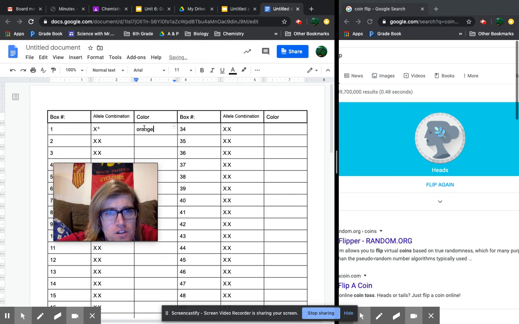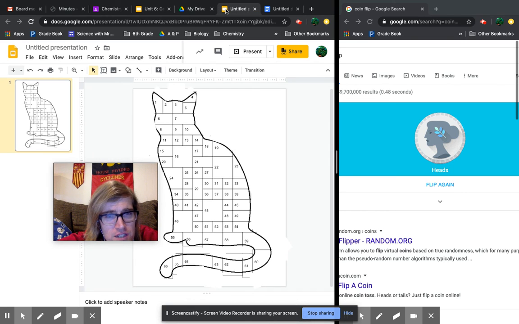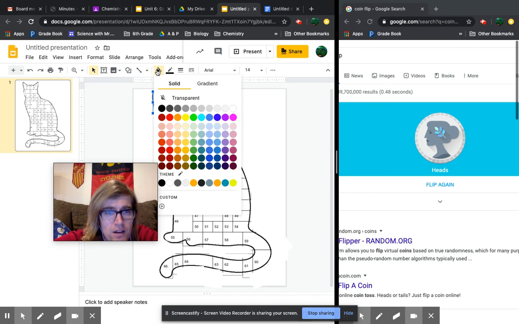So then you would go to your cats, which I shared with you. It's on a presentation. You can do two things. You can either print this off or you can edit these. These are all little squares that you can edit the color. If you click on the square and go up here to the fill color, you can then pick a color.